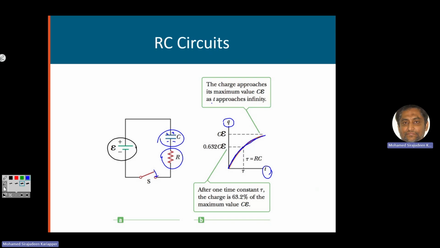At the end, the charge will reach a maximum value. When that happens, we call it charge Q, and the potential difference across the capacitor will be the same as the EMF of the battery.